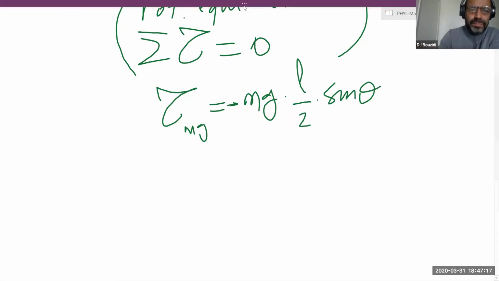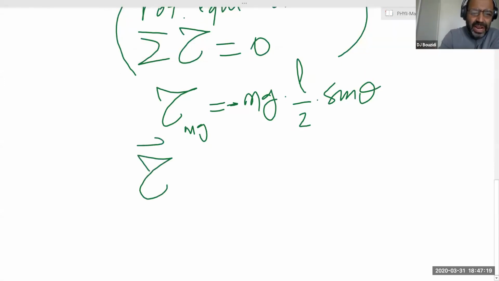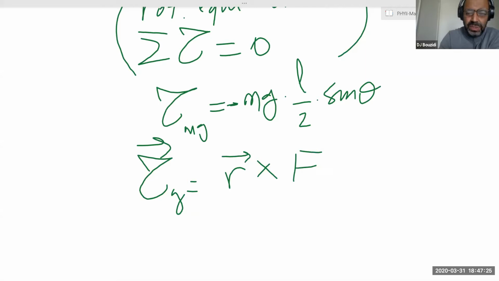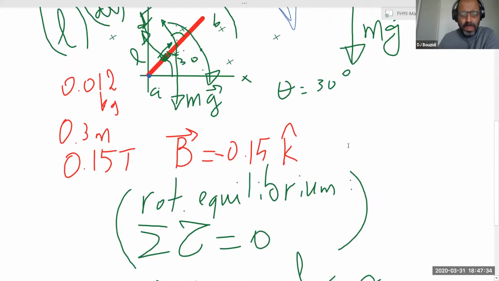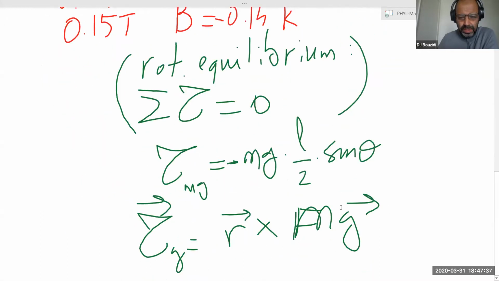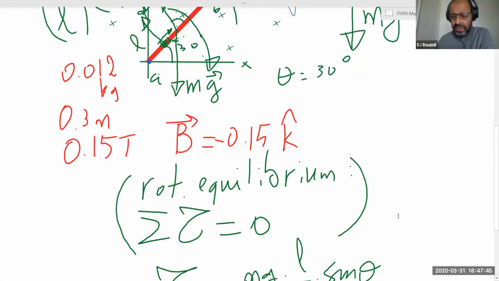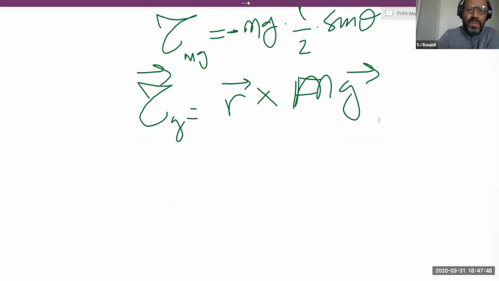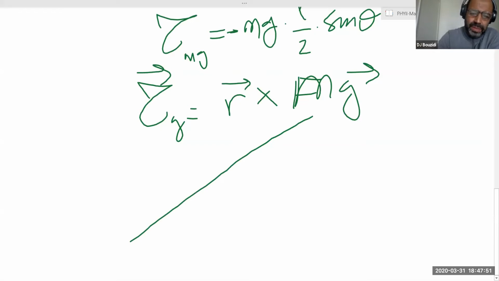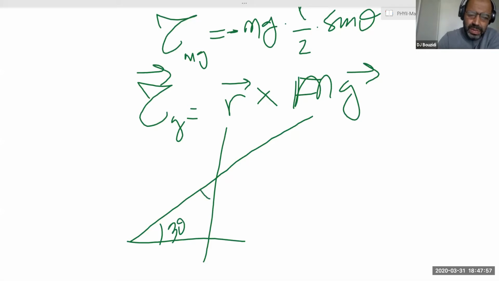The torque for gravity. Tau for gravity as a vector is equal to r as a vector crossed with the force, which is in this case mg going down. Okay. R is going from, and in magnitude, it's r m g sine of the angle they form between one another. And the sine of the angle is this angle in here. Let's see how that is related to our problem. So this is the bar. This is the angle in here. This angle we know is 30 degrees or theta. This angle must be 60 degrees.